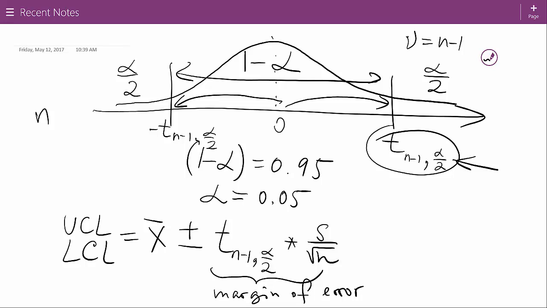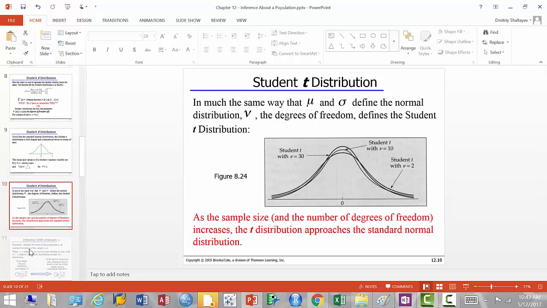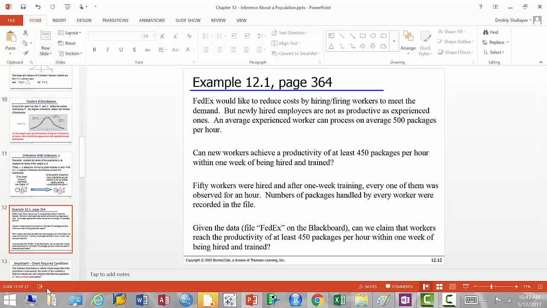Do you want to give it a practical spin? That's a bunch of theory, but at the end of the day, we need to know how to apply this knowledge. So let's give it a practical spin now. For that, I actually have a problem. Let me scroll down to the problem. The problem is right there: FedEx.